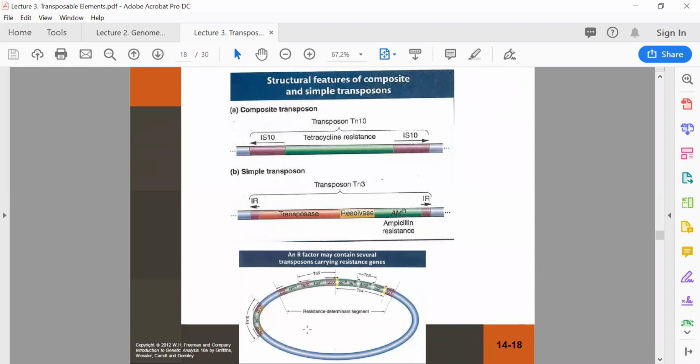All right, down here we have a plasmid called an R factor, and this R factor, of course, contains several different transposons. It has a Tn3, a Tn5, and a Tn10. And these transposons each carry different antibiotic resistance genes. For example, resistance to kanamycin, ampicillin, sulfonamide. There's one for mercury, resistance to heavy metals, tetracycline, and so on. And these transposons can actually move as clusters of resistance genes.